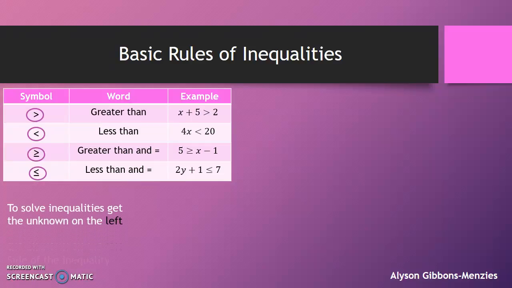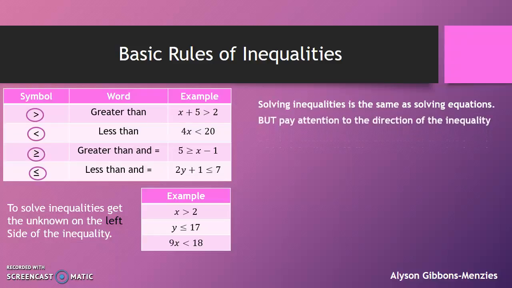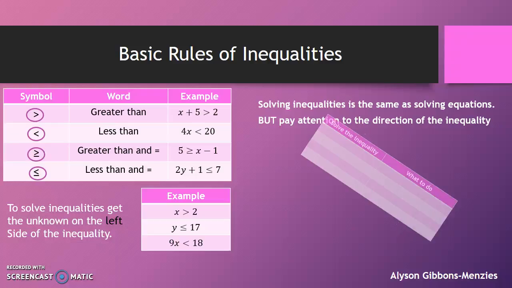To solve inequalities, you must get the unknown, the letter, on the left side of the inequality. And here are some examples. x is greater than 2, y is less than or equal to 17, 9x is less than 18. To solve inequalities, it's very much the same as solving equations, and we've done this before. But you must pay attention to the direction of the inequality.